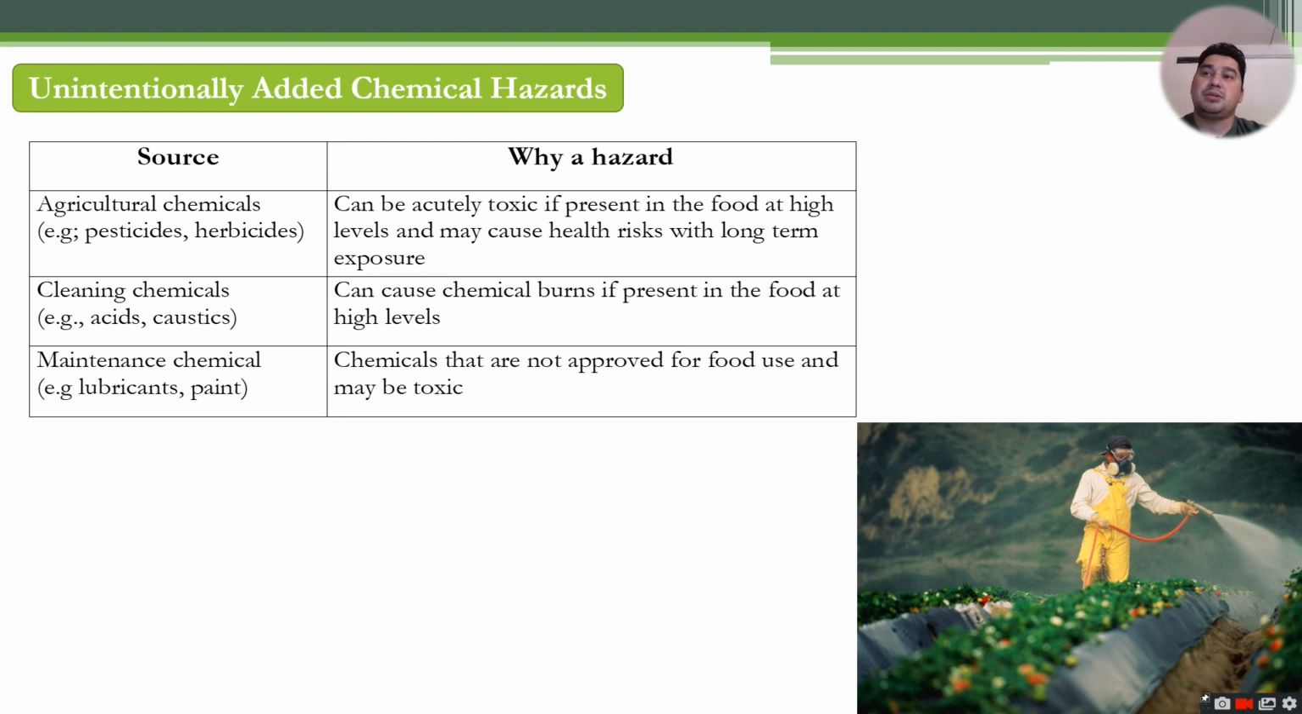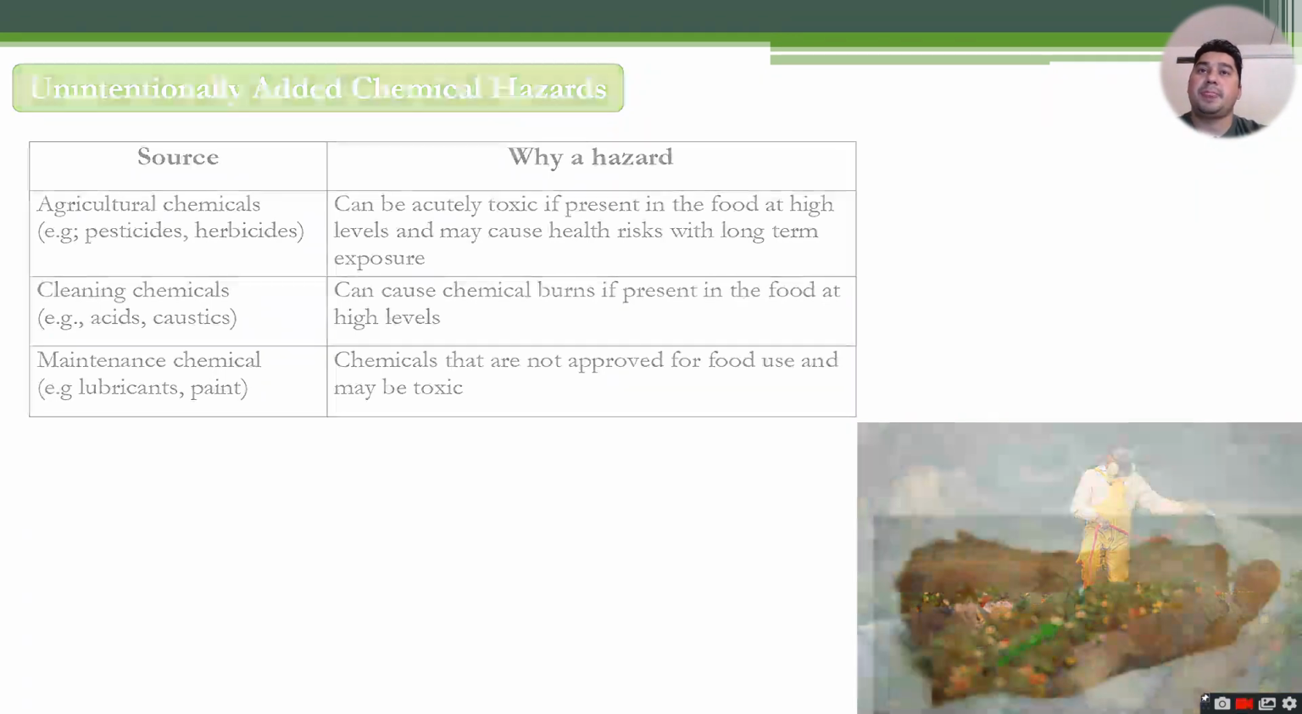Now, maintenance chemicals like lubricants and paint are chemicals that are not approved for food use and may be toxic. If you are not using food grade chemicals, grease, and oil to maintain your food contact equipment, then unintentionally those grease and oil will be mixed with the food item and that can cause a chemical hazard.